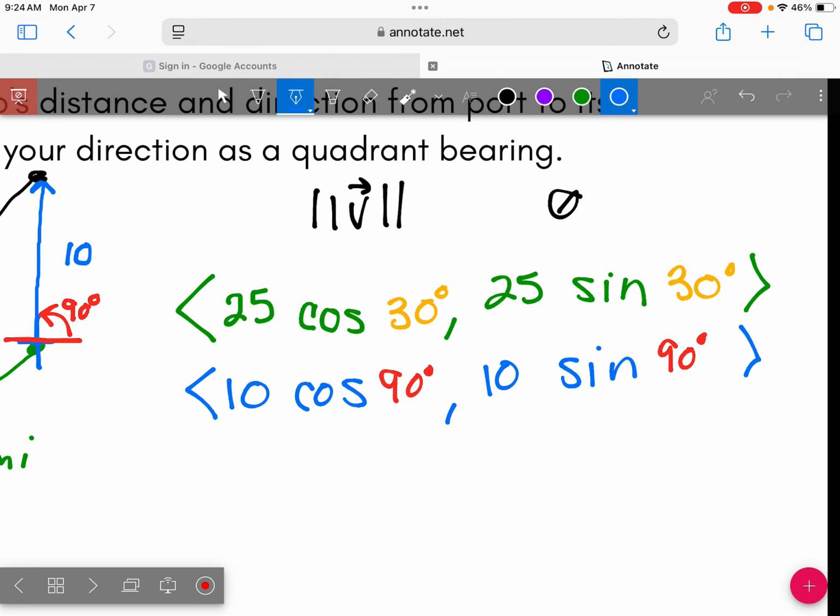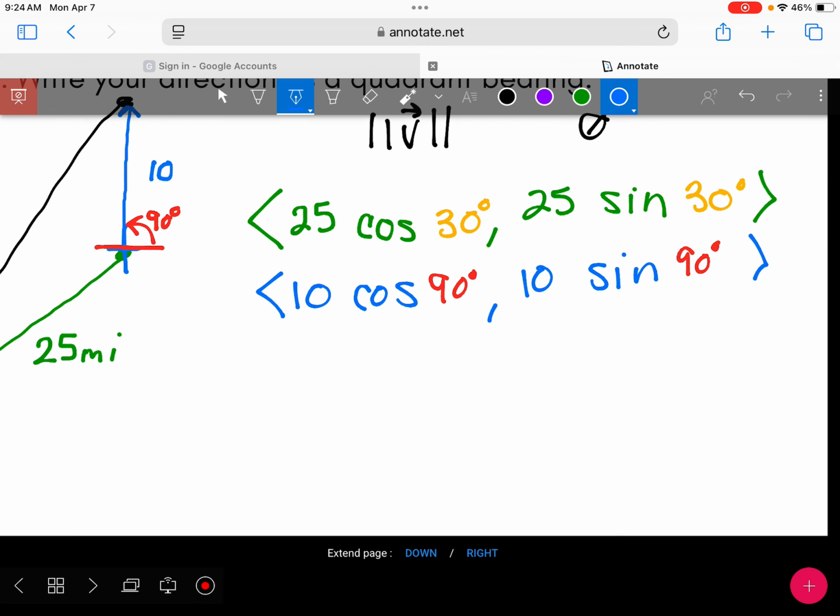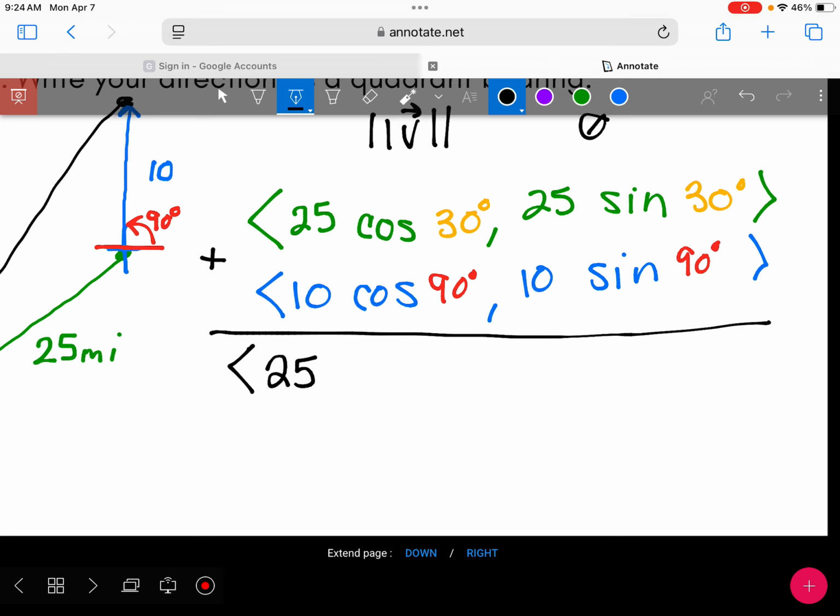Then to get our combined vector for both pieces, we add them together. I'm just going to simplify as we go because we're going to have 25 cosine of 30. What is cosine of 30? Square root of 3 over 2. What is cosine of 90? 0. So if we have 25 root 3 over 2 plus 10 times 0.